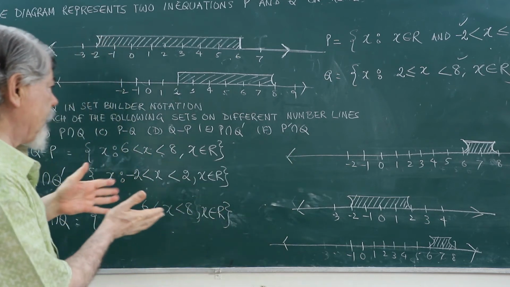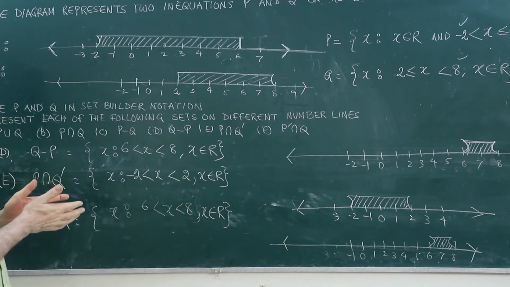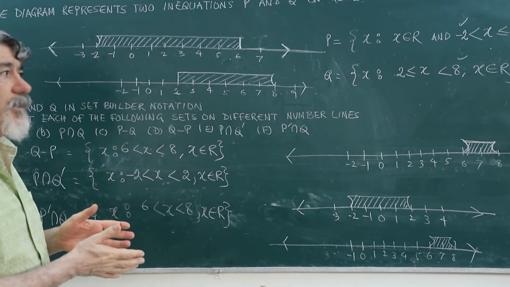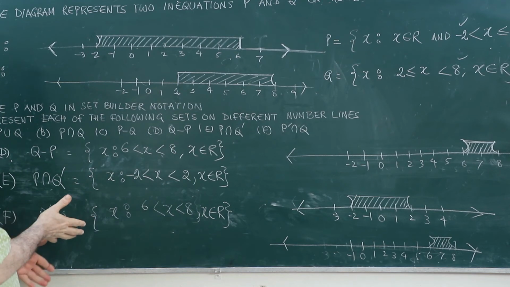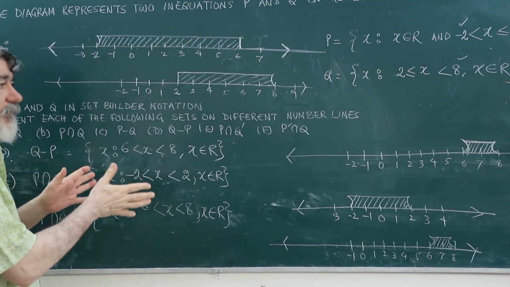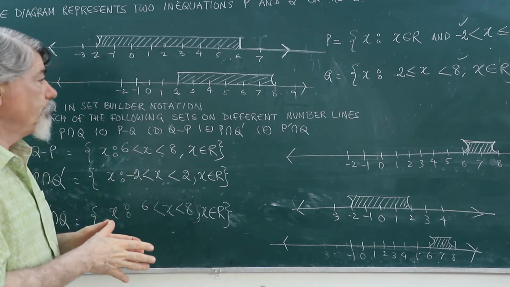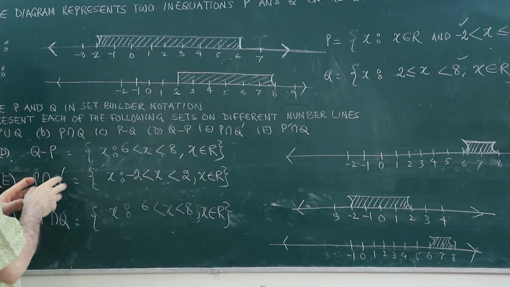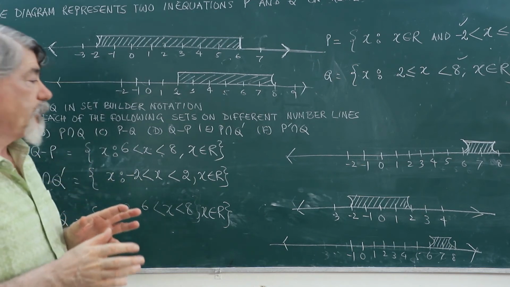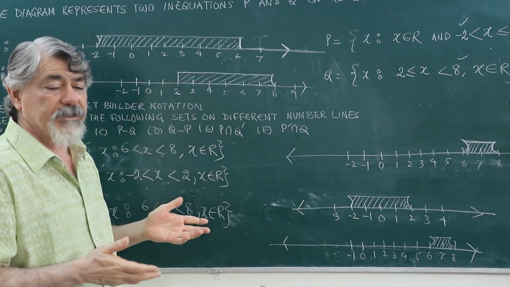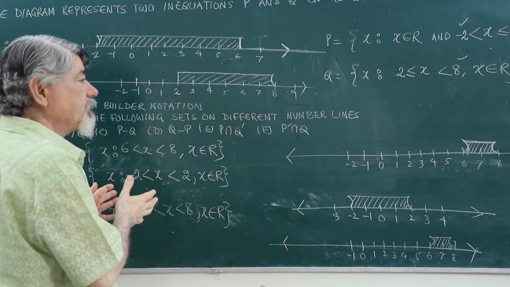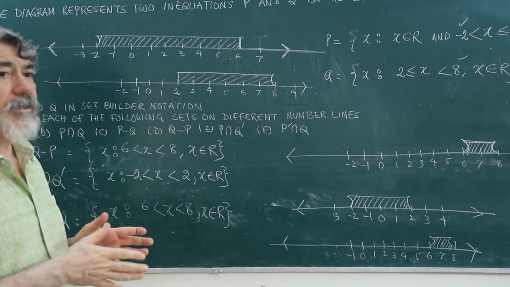For this you need to have knowledge of set theory, which you have done in 8th and 9th. So I'm sure you are aware of that. Even if you're not aware, I have explained to you what is union, what is intersection, what is the difference of two sets, what is complement, and what is intersection and union. These are the basic operations on sets.